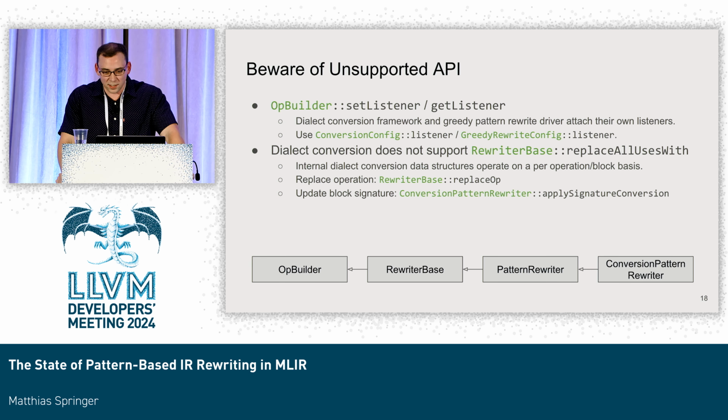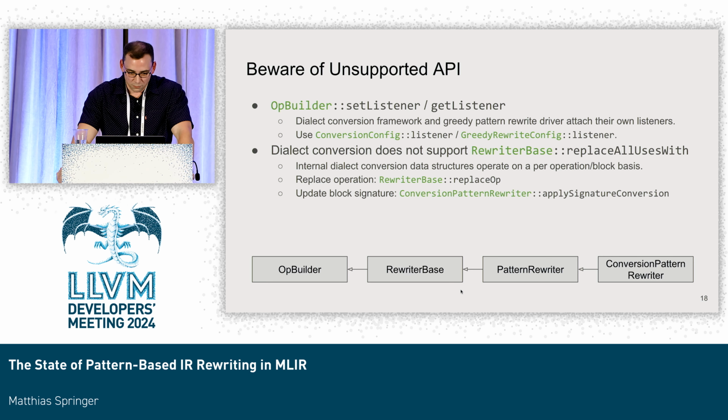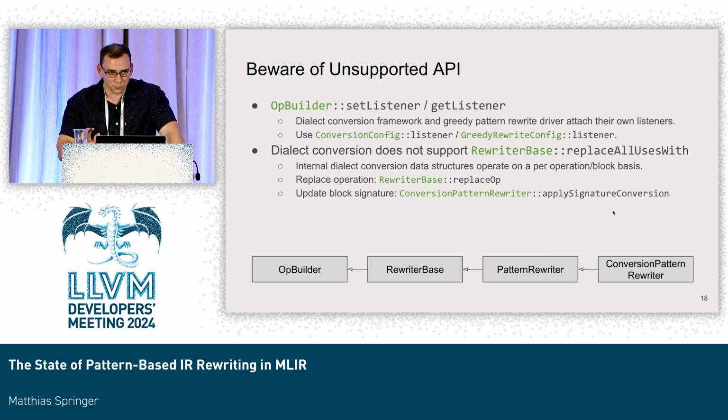Also, the dialect conversion has some functions that are not supported on the rewriter. For example, replace all uses with. That will mess with the internal state of the dialect conversion. You can call it, unfortunately, via the superclass rewriter base. So if you need this function, probably replace op or apply signature conversion are good enough for you. But just keep in mind, replace all uses with is not supported at the moment. It's something that I'm working on.